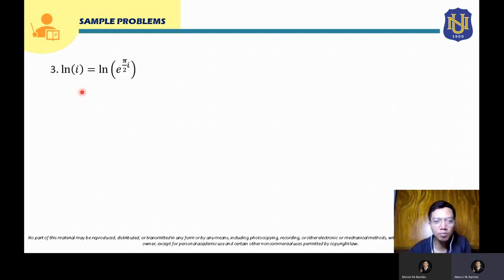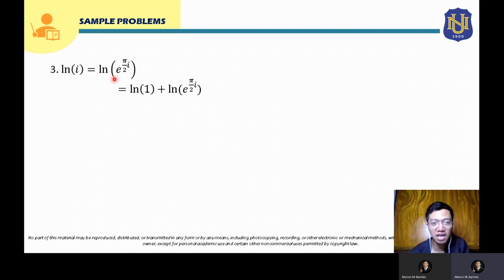So this will be the third example. This is ln of i. We have to convert i into exponential form, and its exponential form is e raised to pi over 2i. From here, we can now apply the rule for the natural logarithm: ln of e raised to pi over 2i is equal to ln of 1 plus ln of e raised to pi over 2i.